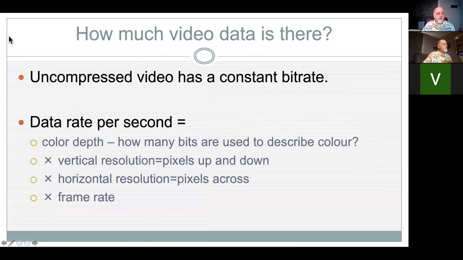So let me just show you the work again, because I know people are probably scratching their heads. How did I get that number? Remember, the uncompressed video has a constant bit rate, and what that means is the same amount of data every second all the time. So that's an important thing to remember. We calculate this by going color depth. How many bits per the color? Remember, we said 10 bits, 3 colors, 30 bits altogether. We multiply that by the vertical resolution, the pixels up and down. We multiply that by horizontal resolution and the frame rate.